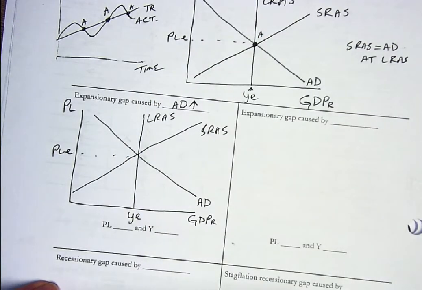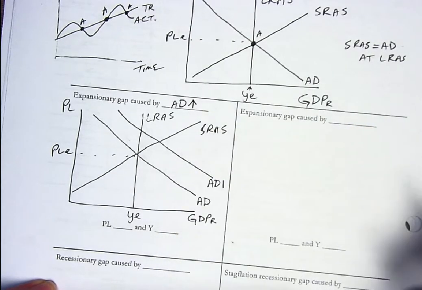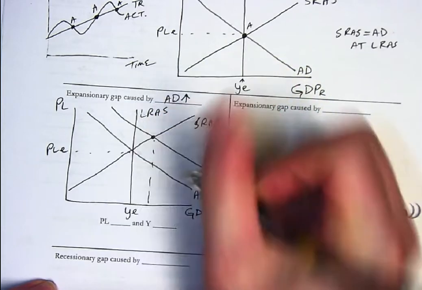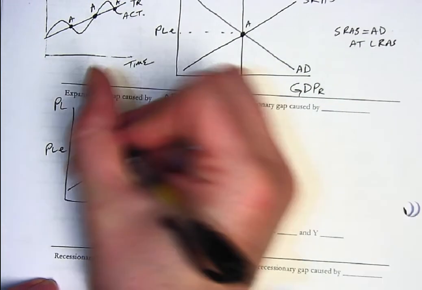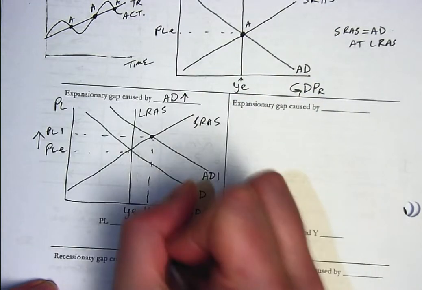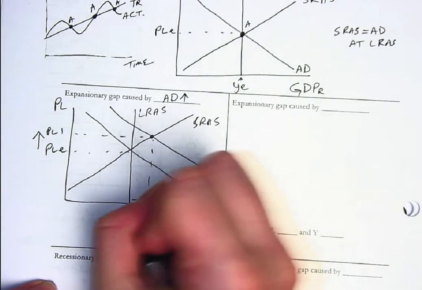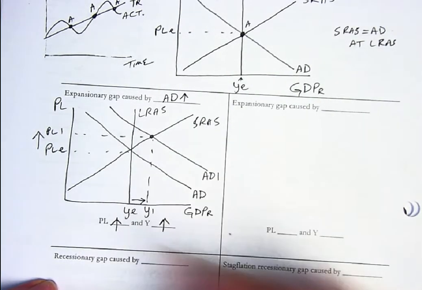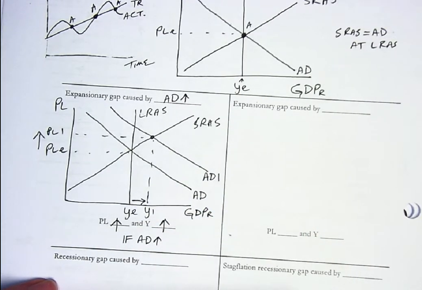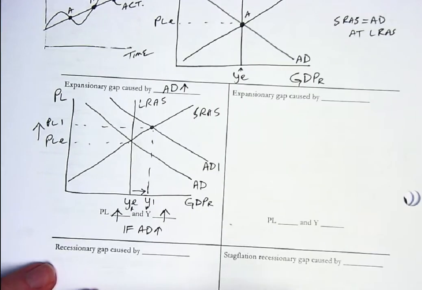Now what happens if aggregate demand increases? That curve shifts to the right, AD1. Now where's our output? Output is here, Y1. What happened to prices? Prices, PL1. So prices went up in the economy and the level of output went up. So we'd say price levels increased and output increased if AD increases. Pretty important stuff. Now we see there's a gap between YE and Y1. That's called the expansionary gap.